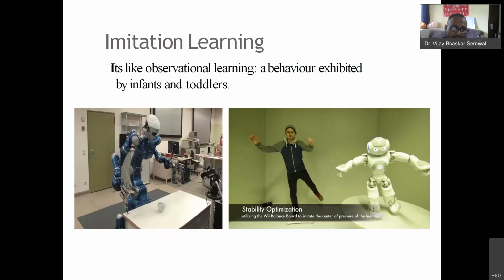So it is like observing and learning a behavior exhibited by infants and toddlers, as a baby used to learn the behavior of the elderly. Similarly, infant kind of behavior is learned by the robots. So that is what we call imitation based learning.